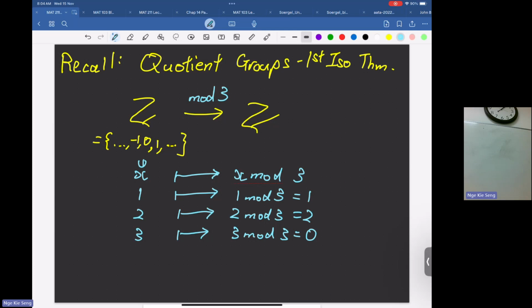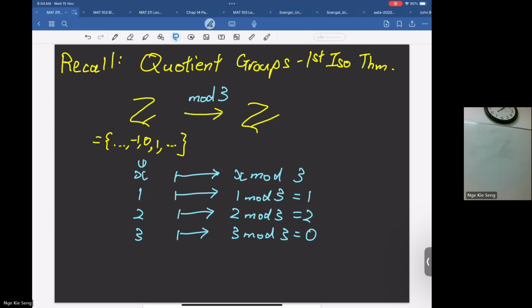So this map is not 1-to-1, and it is also not onto, because I only reach 0, 1, 2. Only 3 numbers I can reach. I won't reach other numbers like -1, 4, 5, and so on. So this is neither 1-to-1 nor onto.